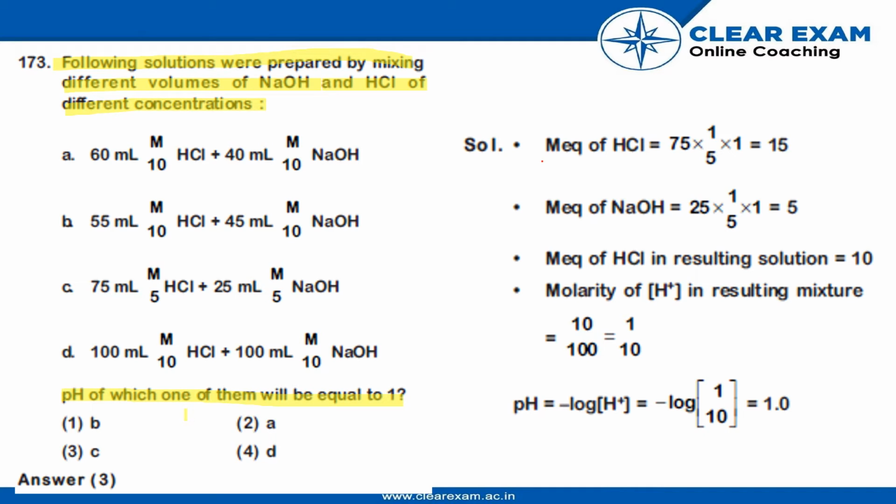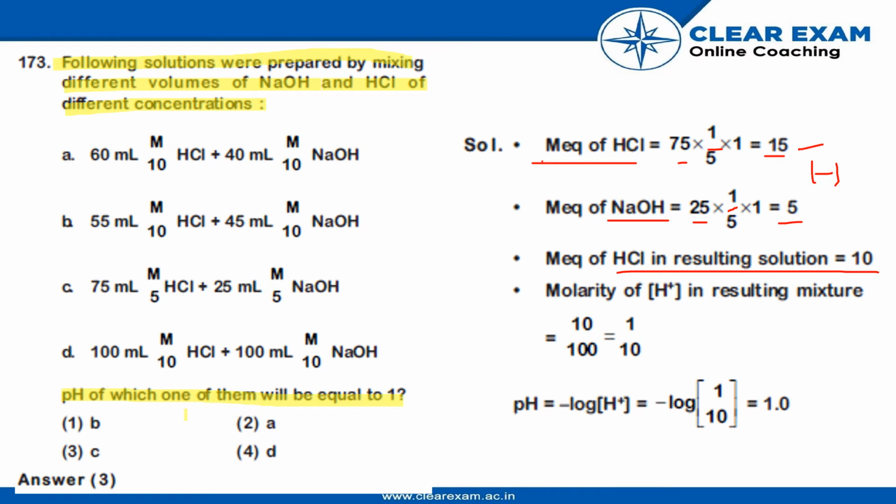So, the mEq of HCl is 75 into 1 by 5 into 1, which is 15, and that of NaOH is 25 into 1 by 5 into 1, which is 5. Therefore, the resulting mEq of HCl is 10, that is 15 minus 5.